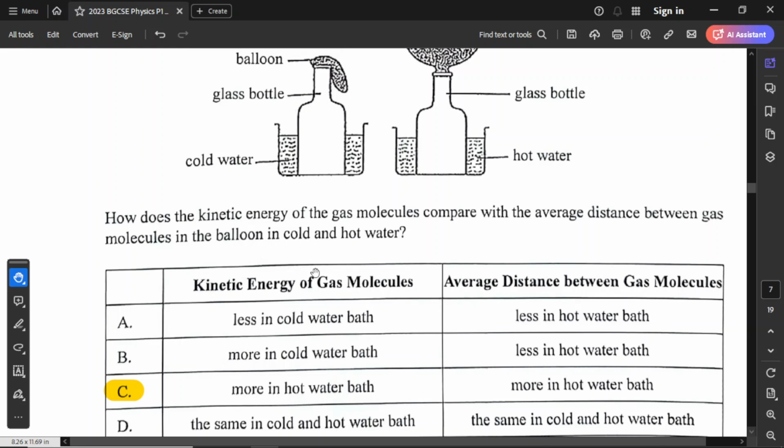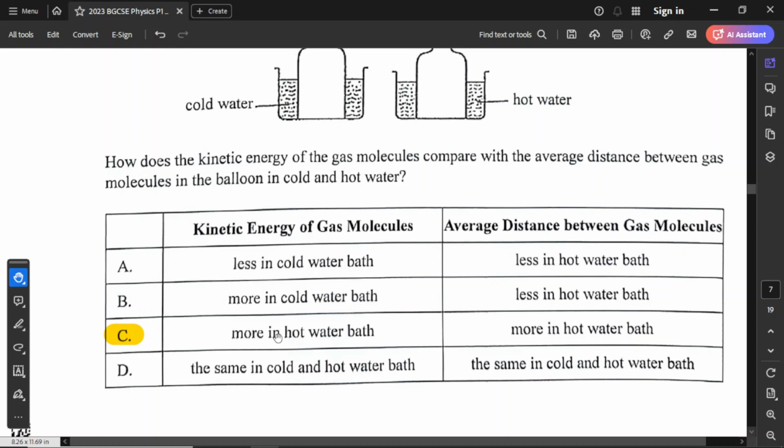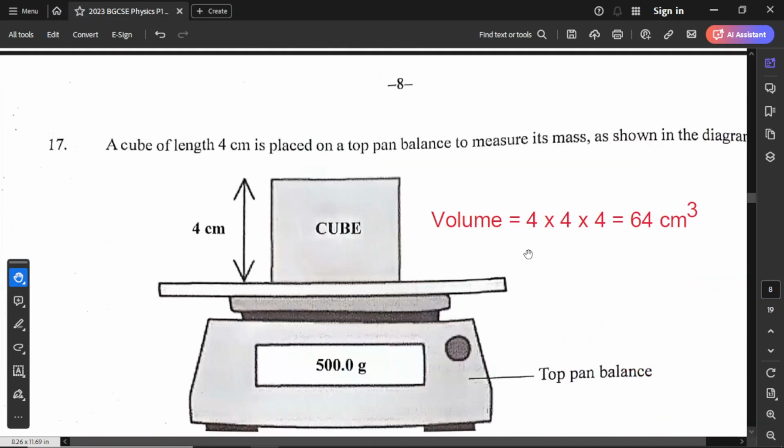The kinetic energy of the gas, just to make mention here, is more in the hot water bath for sure. So we know that definitely will be one of the options. And of course, A is less in the cold water bath, which is perfect. However, what makes a difference? The average distance between the gas molecules will have to be more in the hot water. So we have more energy in hot water, and also the particles will be at a further distance from each other. So therefore, C is the correct answer for that one.